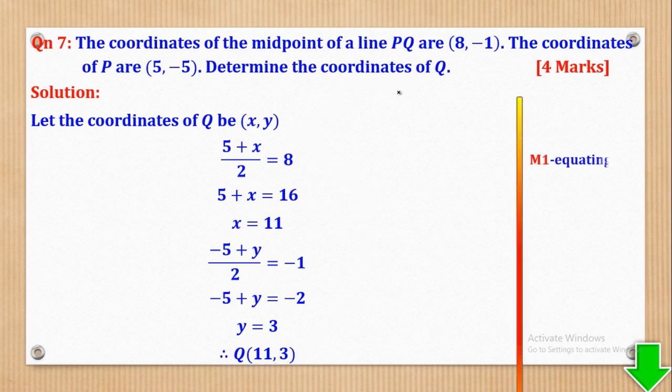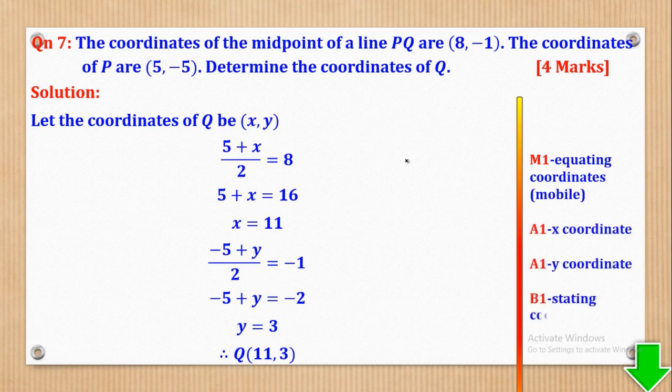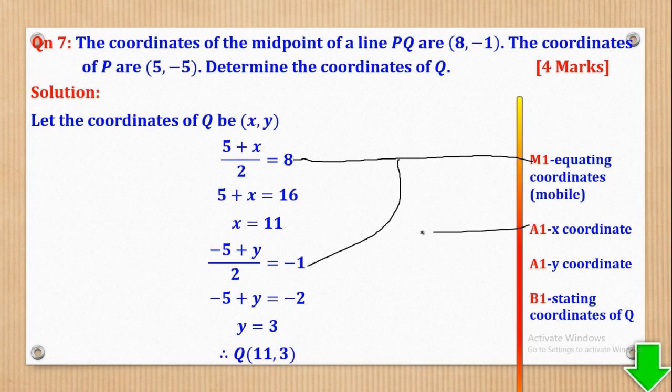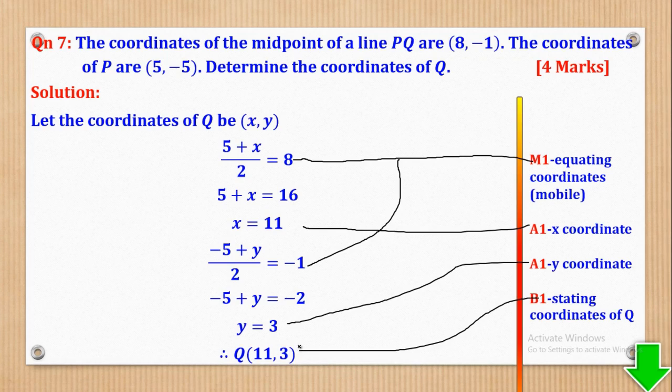So basically that's what they wanted, and now let's see how marks can be awarded. So M1 for equating coordinates, and it's mobile, meaning this M1 can be given at that point or at this point. A1 for the x coordinate, A1 for the y coordinate, and B1 for stating the coordinates of Q.